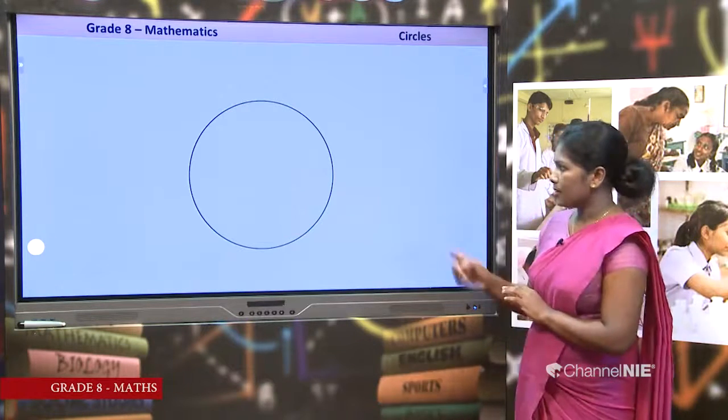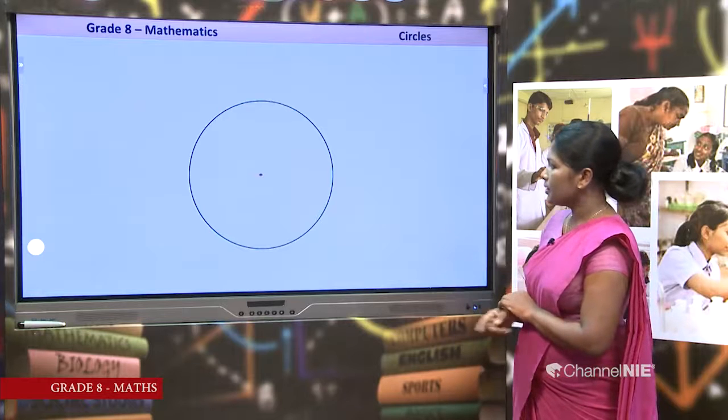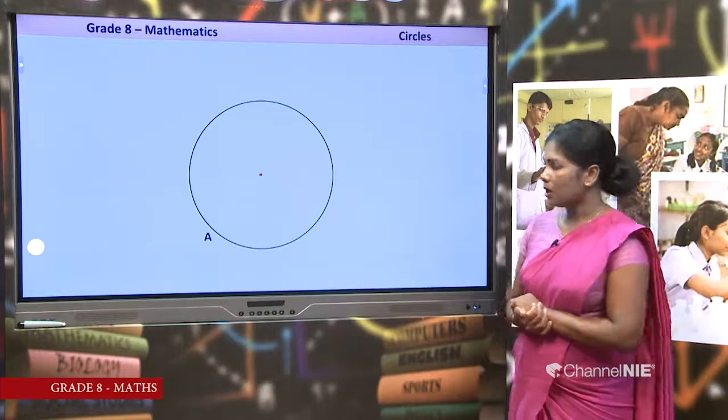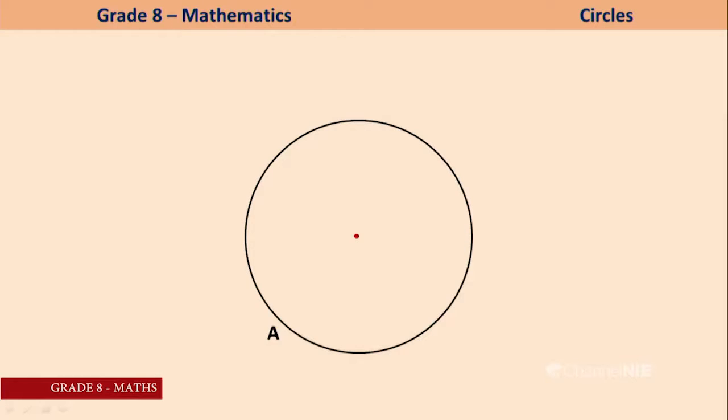Look at that. There is a circle and also center. I mark a point A on the circle, then mark B and join this line. Then there are C and D. Now, here 4 points are there.